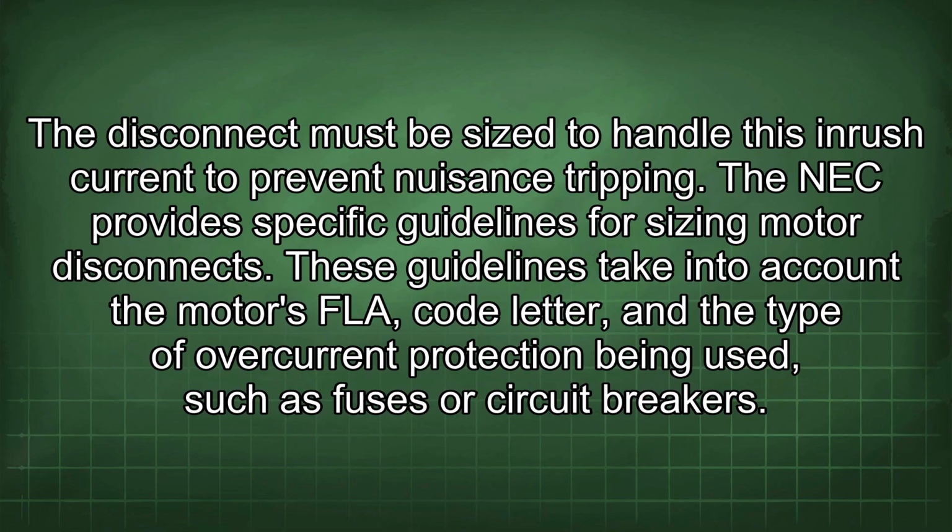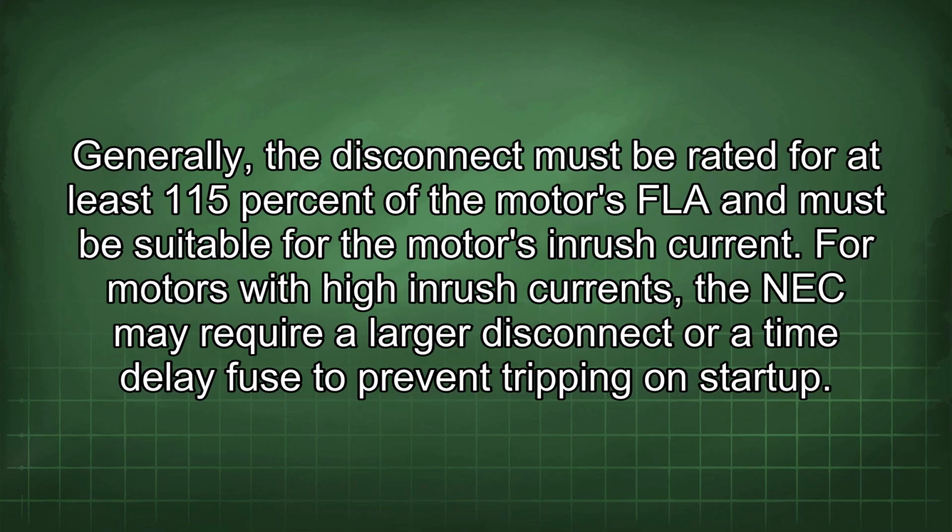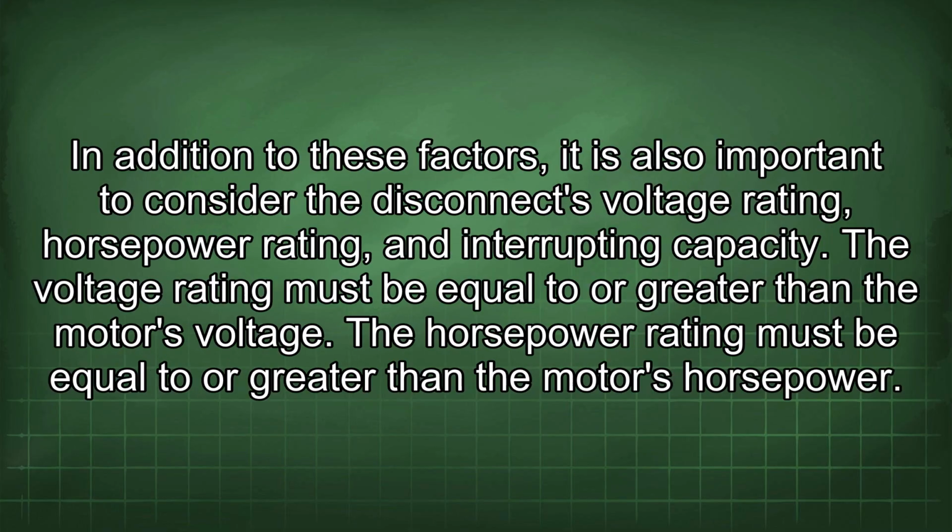The NEC provides specific guidelines for sizing motor disconnects. These guidelines take into account the motor's FLA, code letter, and the type of overcurrent protection being used, such as fuses or circuit breakers. Generally, the disconnect must be rated for at least 115% of the motor's FLA and must be suitable for the motor's inrush current. For motors with high inrush currents, the NEC may require a larger disconnect or a time delay fuse to prevent tripping on startup.